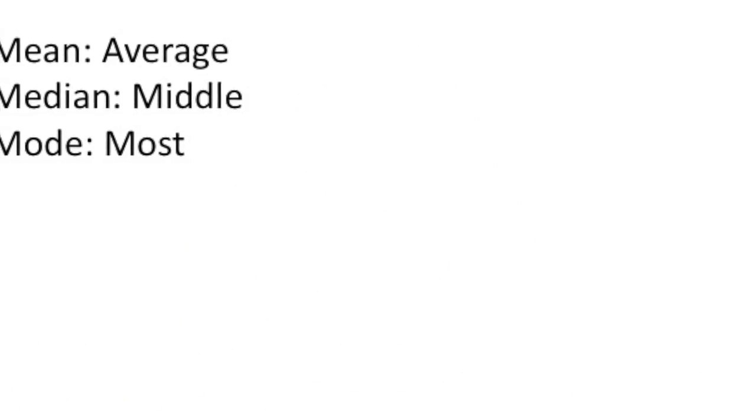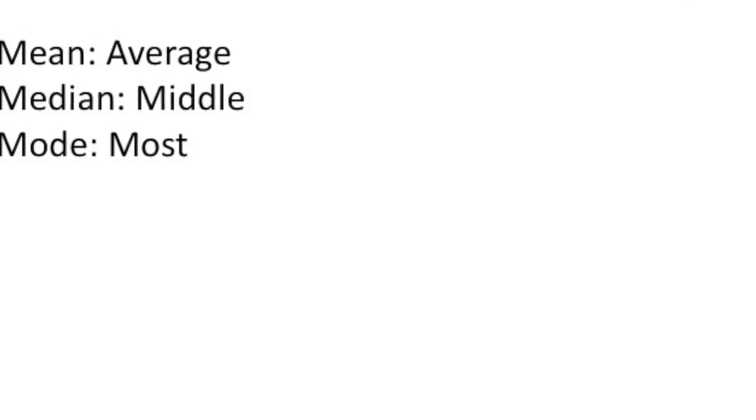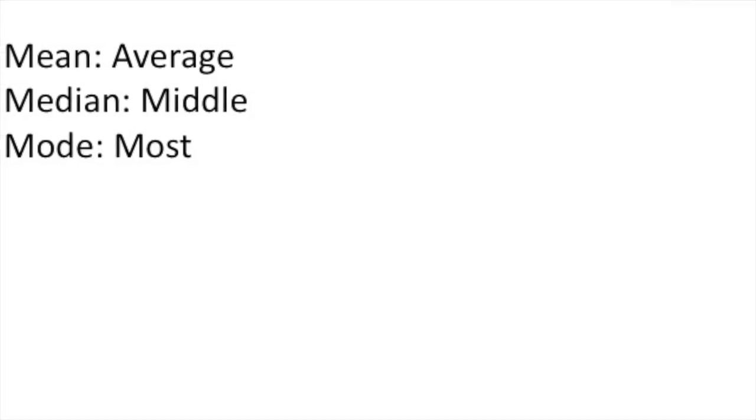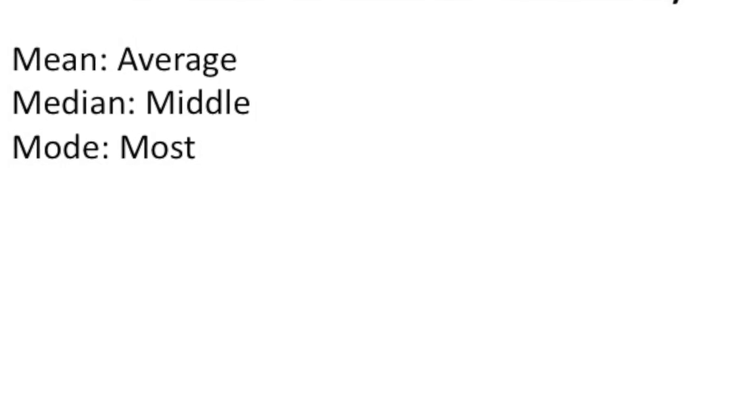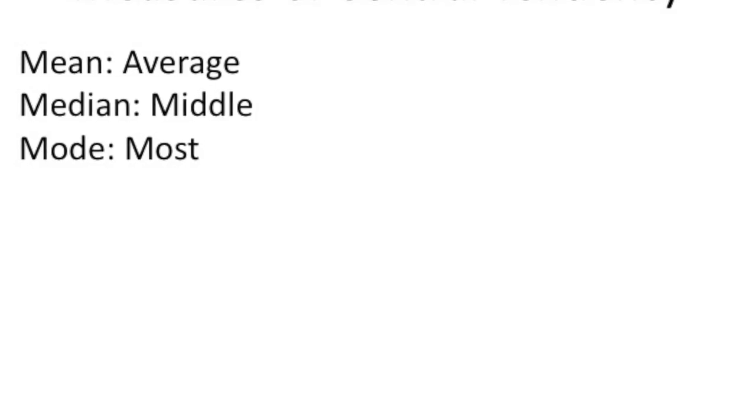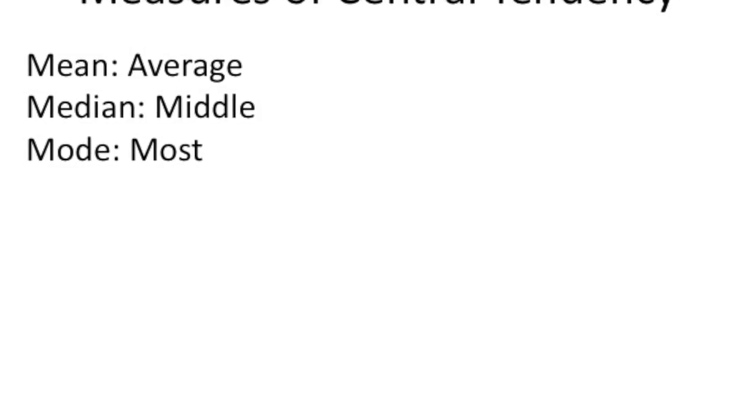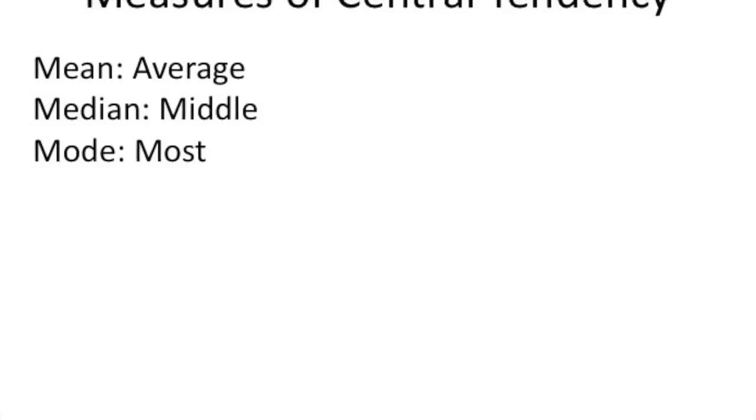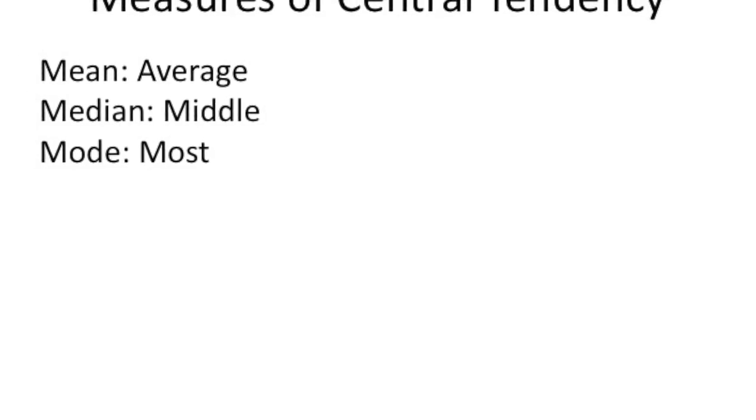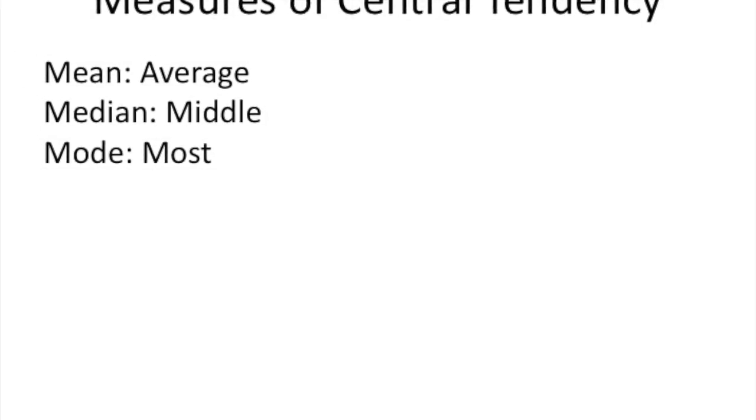Three measures of central tendency which you may remember are mean, median, and mode. Mean is the average score. Median is the point on a scale above which and below which 50% of the scores occur, and mode is the score occurring most frequently.